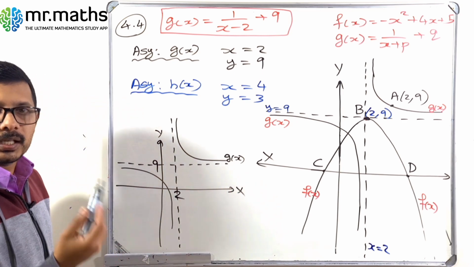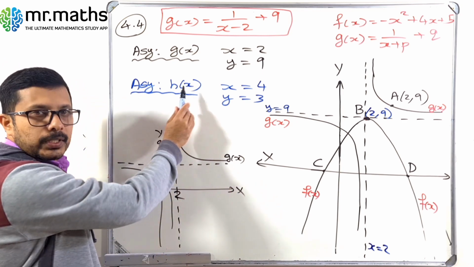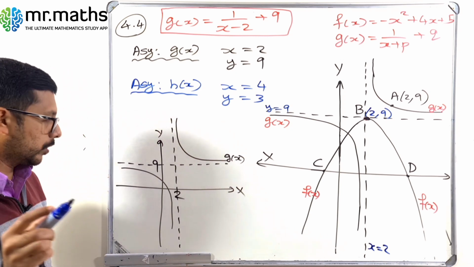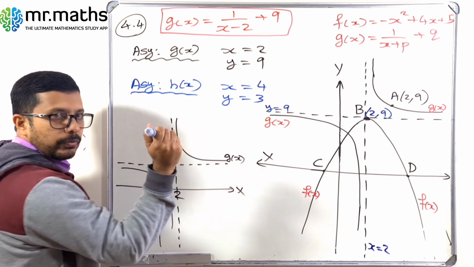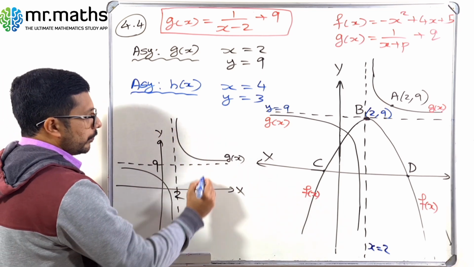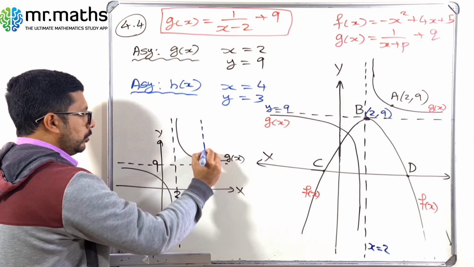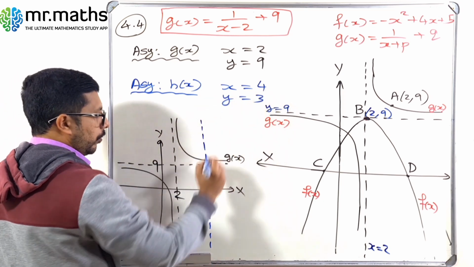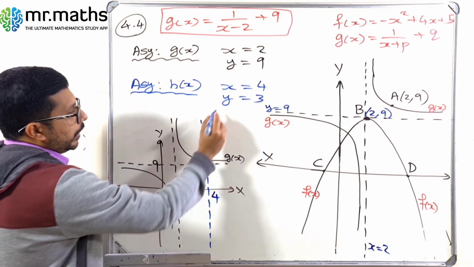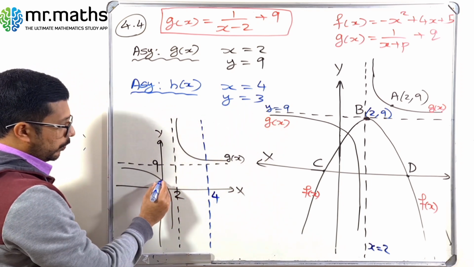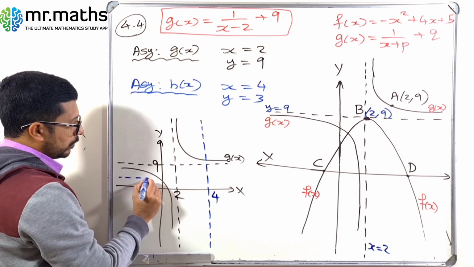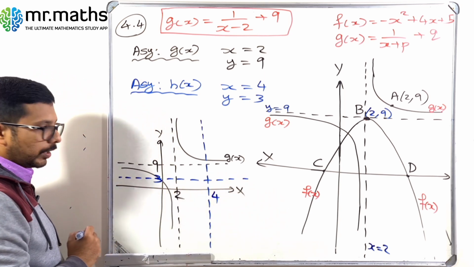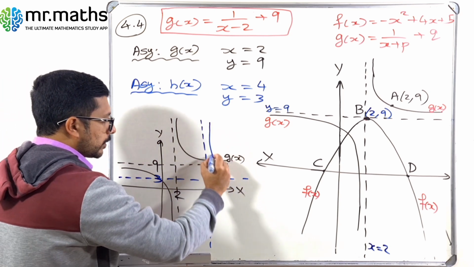Now what they are saying: the asymptote of the h of x graph is x is equal to 4. Asymptote directly given, don't be confused. Asymptote of the new graph, let me draw with the blue one. The old one is x is equal to 2. So this is x is equal to 4, and y is equal to positive 3.